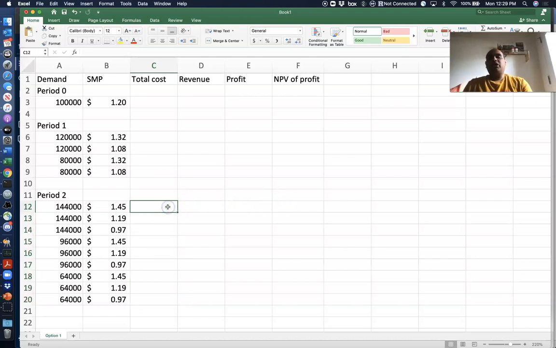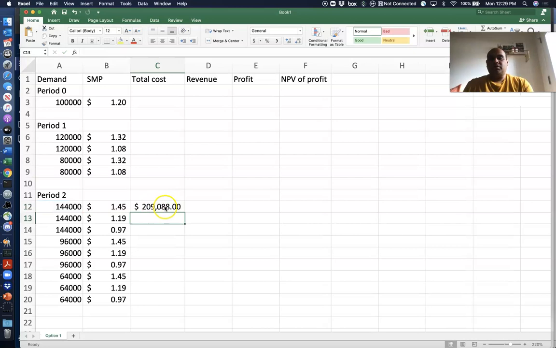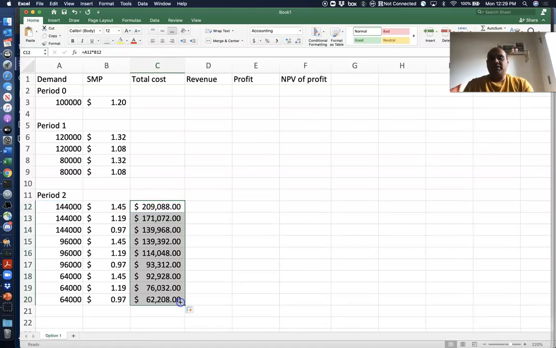So total cost, because this is the scenario where we are just using the spot market price, total cost is simple. The total cost is just demand. This is how much we need. This is how many square feet we need times the spot market price. That's how much it's going to cost us, right? Demand is 144,000. Spot market price is $1.45. And that's how much it's going to cost us, $209,080.